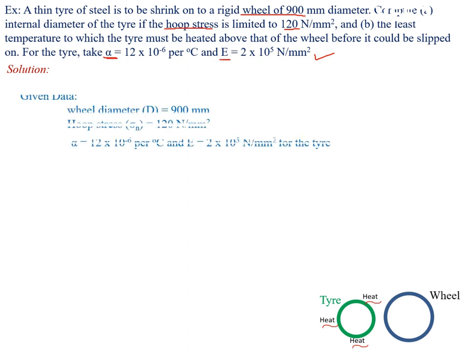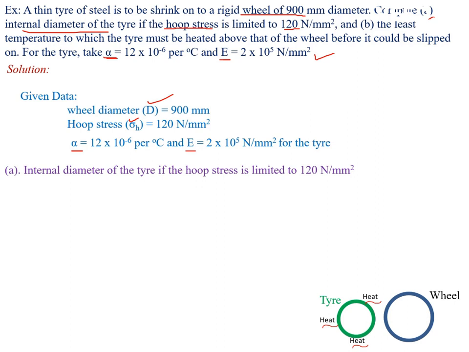So the given data: the wheel diameter capital D is 900 mm, the hoop stress sigma h equal to 120 Newton per mm square, the coefficient of thermal expansion alpha equal to 12 into 10 to the power of minus 6 per degree centigrade, and Young's modulus equal to 2 into 10 to the power of 5 Newton per mm square.